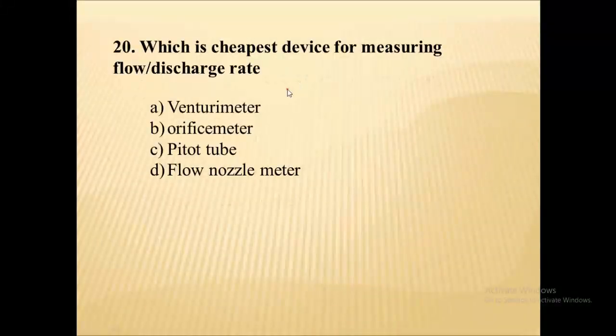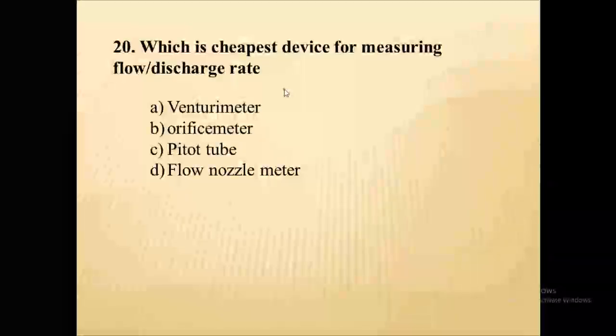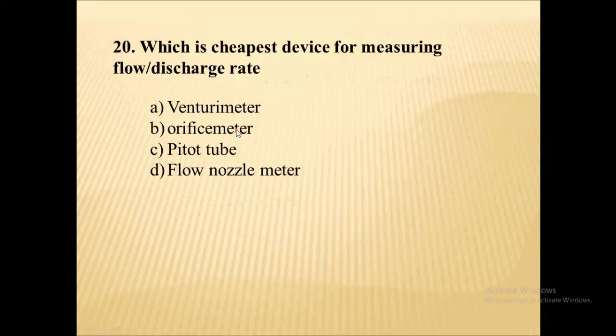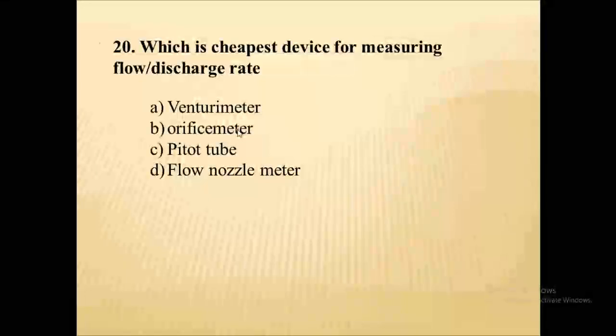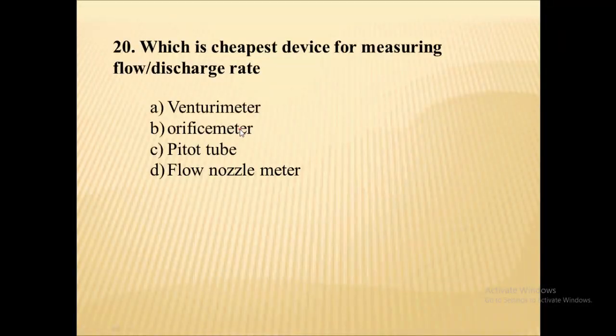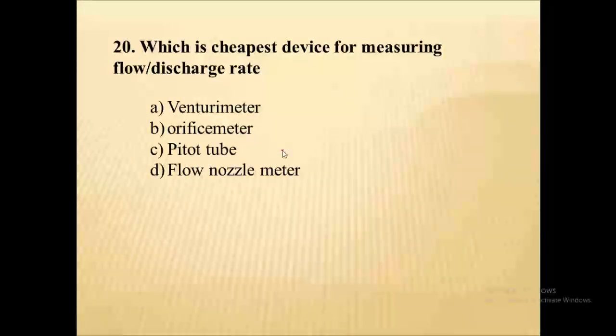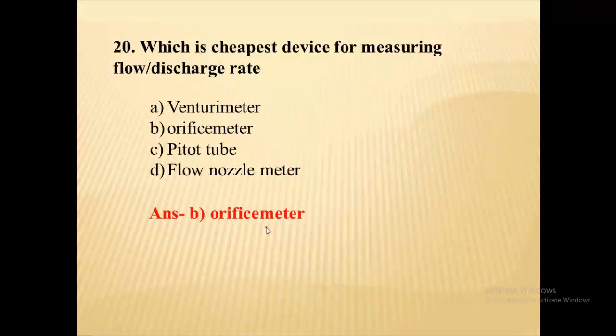Which is the cheapest device for measuring the flow or discharge rate? So here orifice meter is the cheapest device which will be used for measuring flow rate or discharge rate, orifice meter.